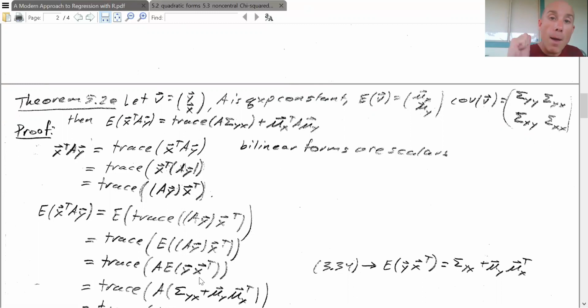Now, if you remember, we have a formula from chapter 3. It's line 334, and that tells us that the expected value of Y times X transpose is covariance YX, and then I have the corresponding expected values in this position. So remember, it's not just the expected values, it's the covariance plus the product of the expected values. Okay, so now I replace this with that bad boy. Okay, so now I've got A times covariance plus the expected values being multiplied.